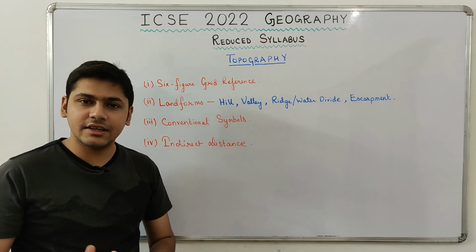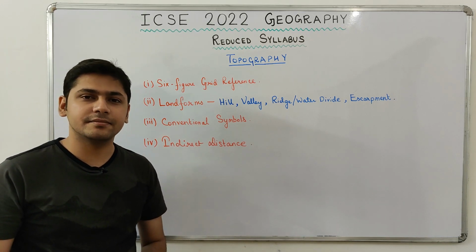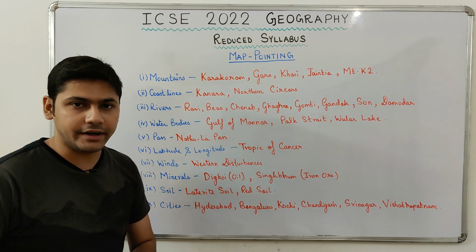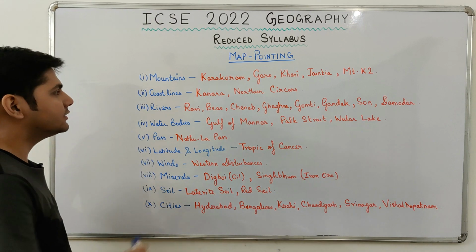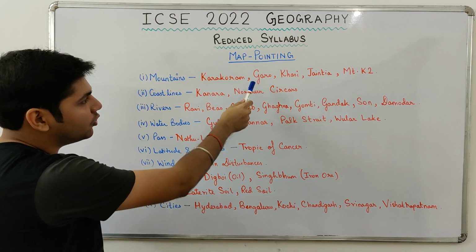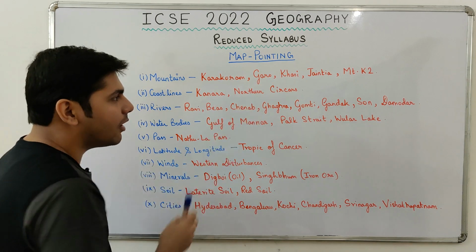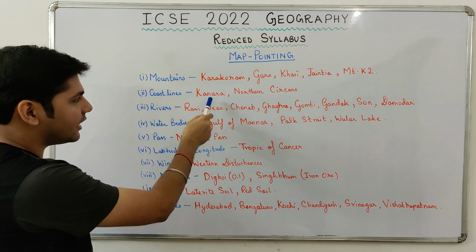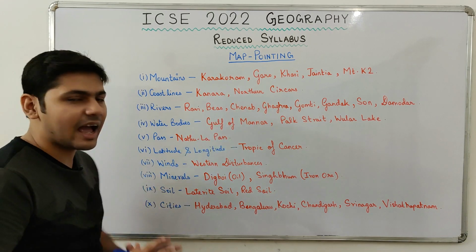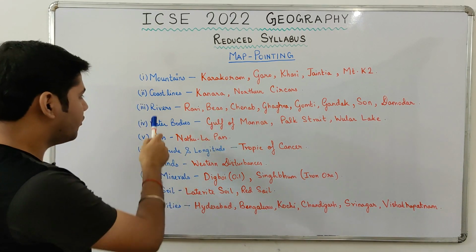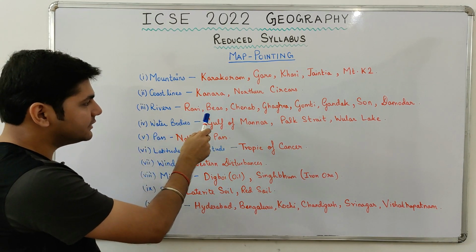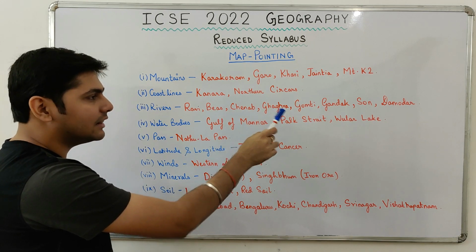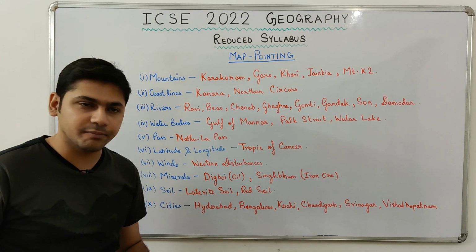Now we'll move on to the next section, which is map pointing. Let's check out the things that have been removed from map pointing. From mountains, Karakoram Range, Garo, Khasi, Jayantia and Mount K2 have been removed. From coastlines, Kanara Coast and Northern Sircars have been removed. From rivers, Ravi, Beas, Chenab, Ghagra, Gomti, Gandhak, Son and Damodar have been removed.